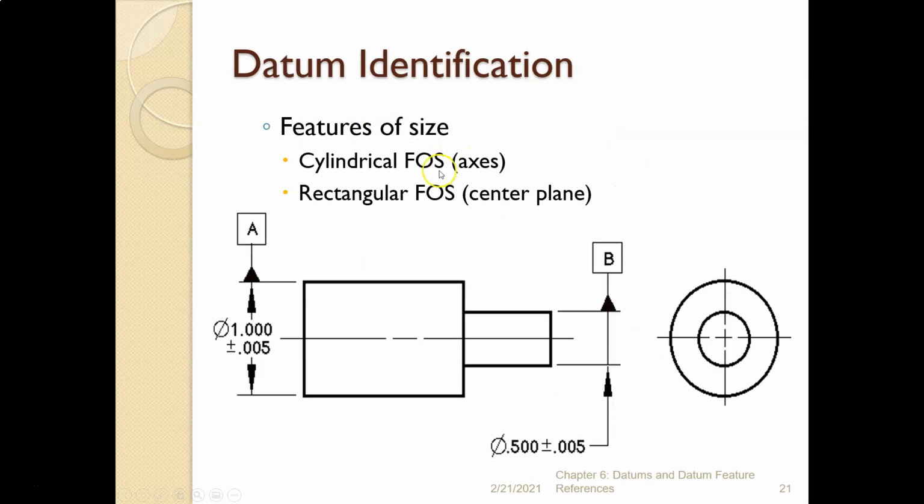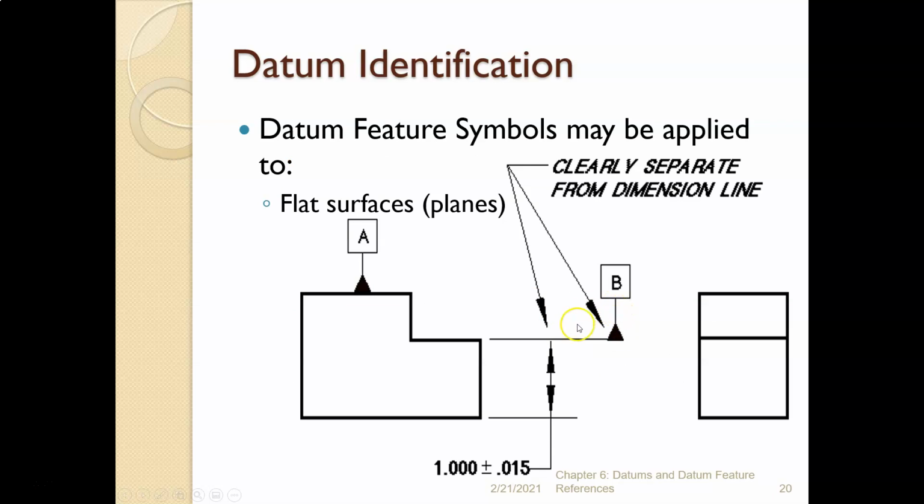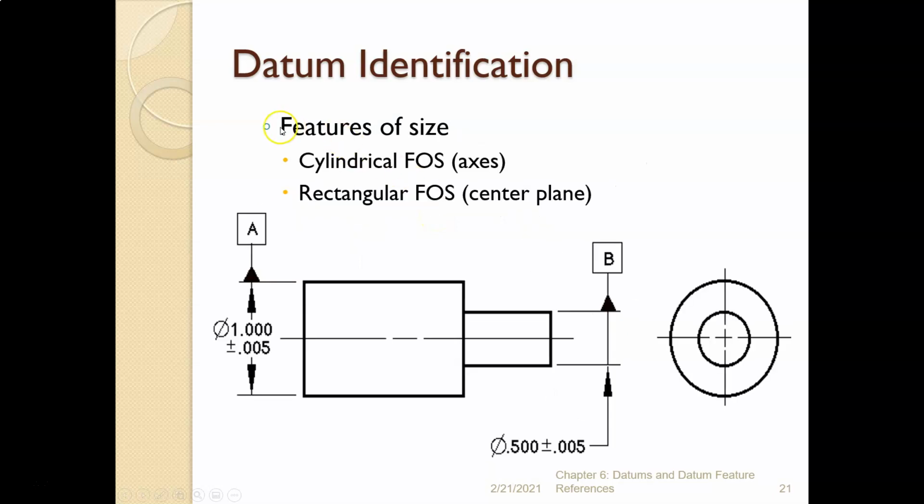All right. Now, when you're talking about datum features of size, we need to associate the triangle with the arrow, just like it is here, or just like it is here. This one looks a little bit weird, but this is still legal, right? It's associated with the dimension line. Remember, that's your dimension line. This is your dimension line. Here, not associated with the dimension line, because here we're talking about a feature, not a feature of size.